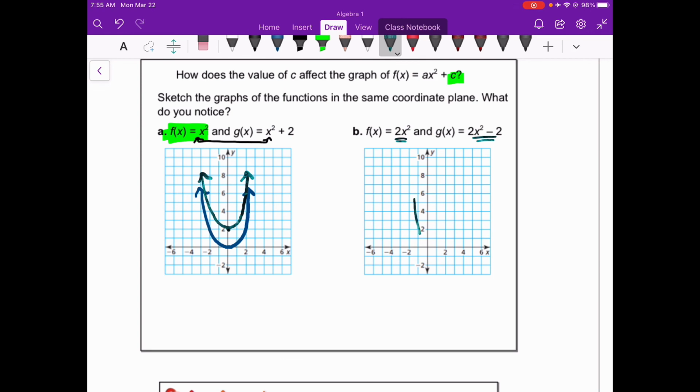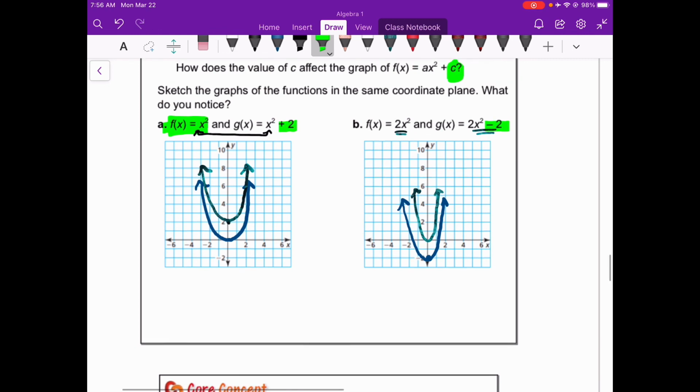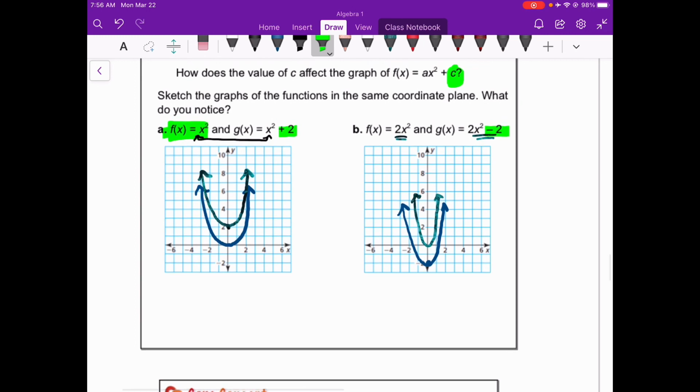Say this is 2x squared. And now 2x squared minus 2 would be down here. Okay. Think about what you notice. What happened when we added 2? What happened when we subtracted 2? There's no variable next to the C value. Keep that in mind. Okay, so make that observation, and now we're going to talk about them formally.